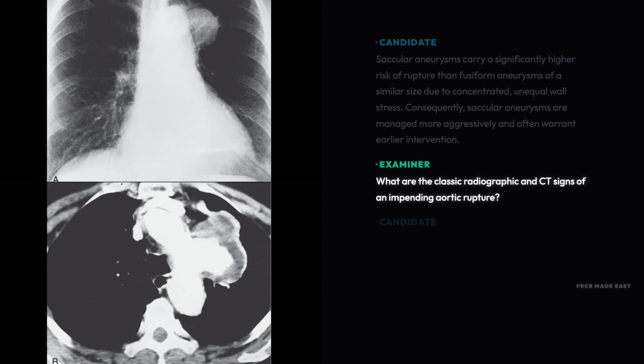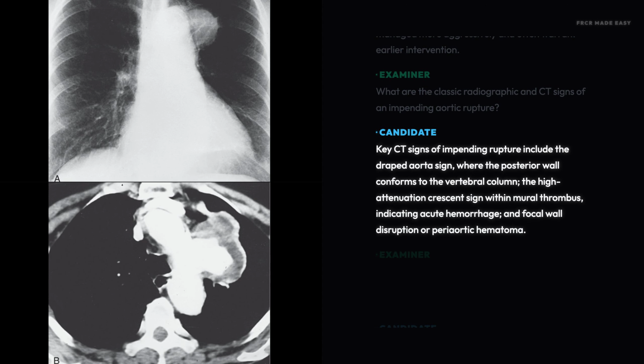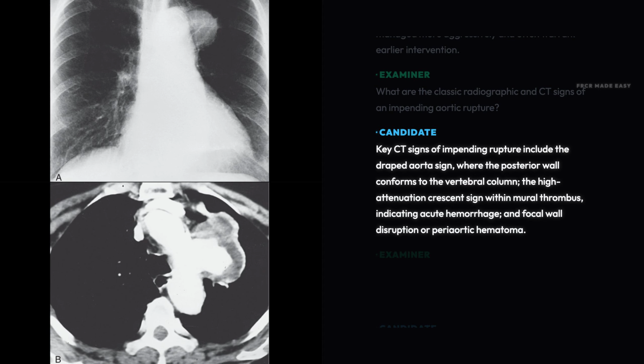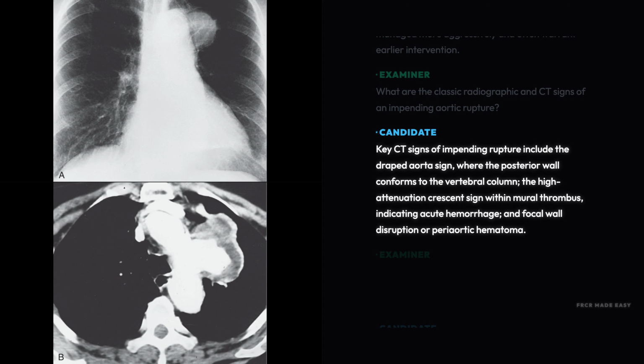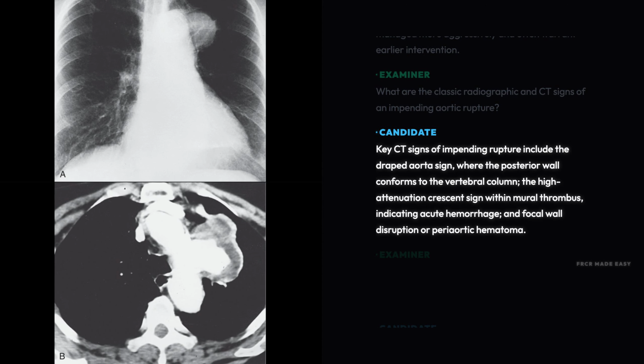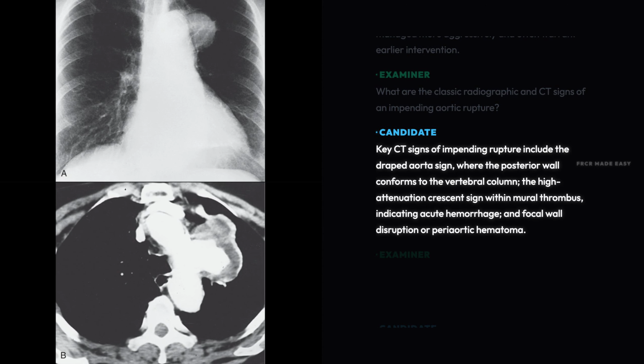What are the classic radiographic and computed tomography signs of an impending aortic rupture? Key computed tomography signs of impending rupture include the draped aorta sign, where the posterior wall conforms to the vertebral column, the high attenuation crescent sign within mural thrombus, indicating acute hemorrhage, and focal wall disruption or peri-aortic hematoma.